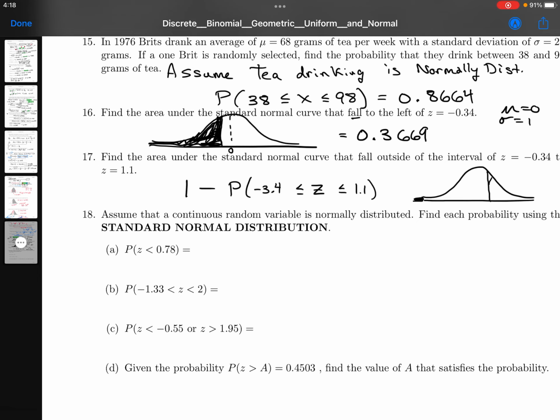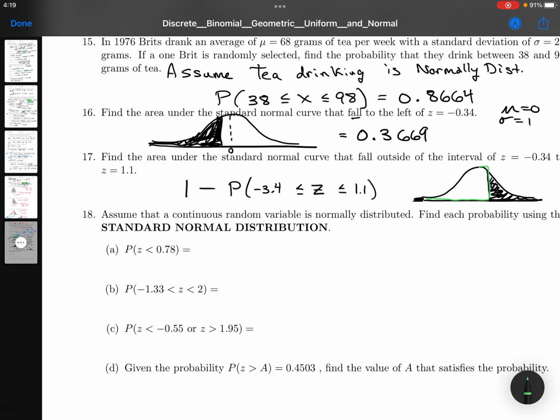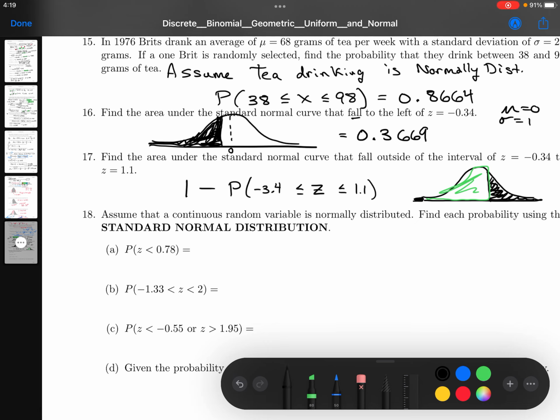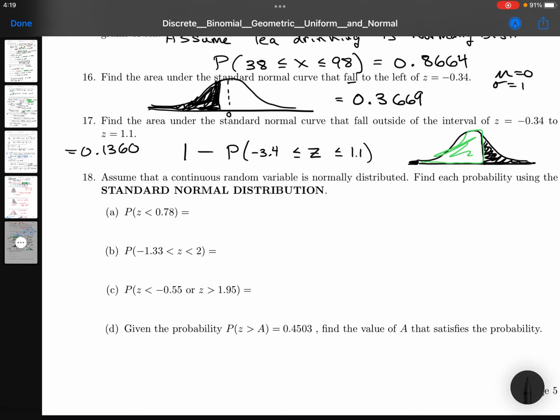And 1.1, all of this. So the way I'm getting this answer is by subtracting this middle part out of it, right? So after I subtract, we end up with, in question 17, 0.1360.